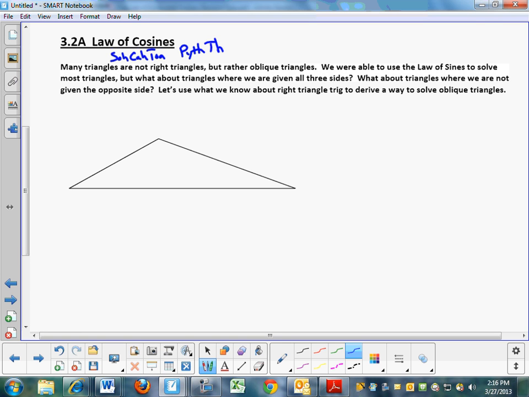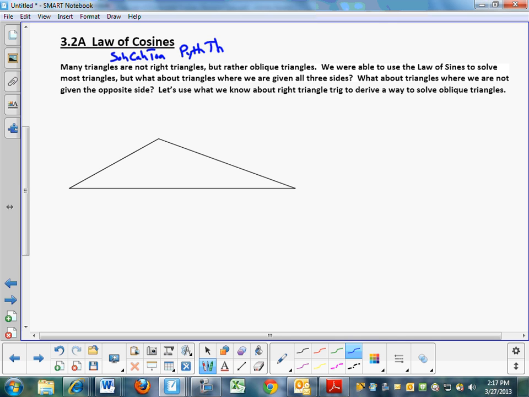SOHCAHTOA. So right triangles, Pythagorean Theorem, law of sines. You can solve a lot of triangles, but in the law of sines, you're required to have an angle and its opposite side. What if you don't have an angle and its opposite side? What about triangles where we are given all three sides but none of the angles? What about triangles where we're not given an opposite side, where we have two sides and the included angle? So what do you do in those situations?